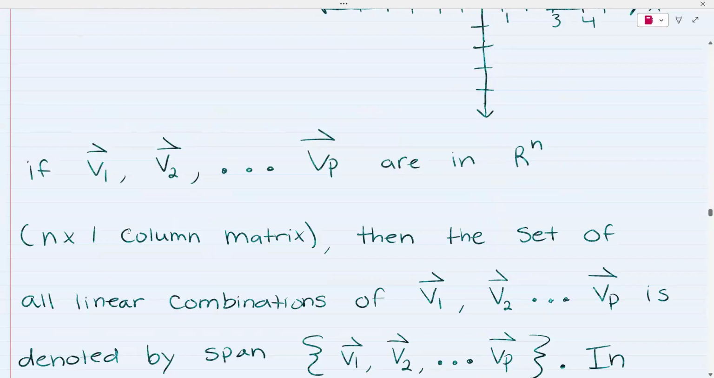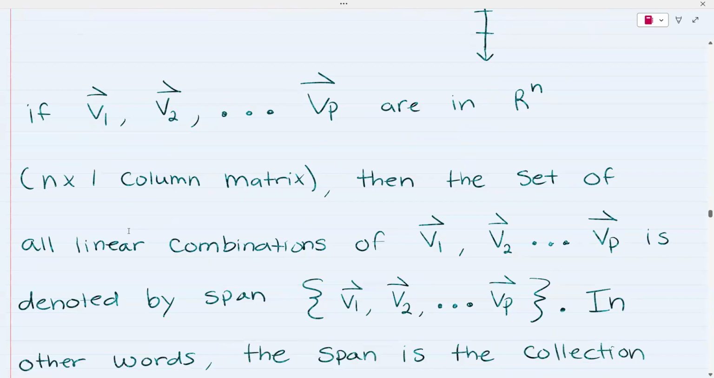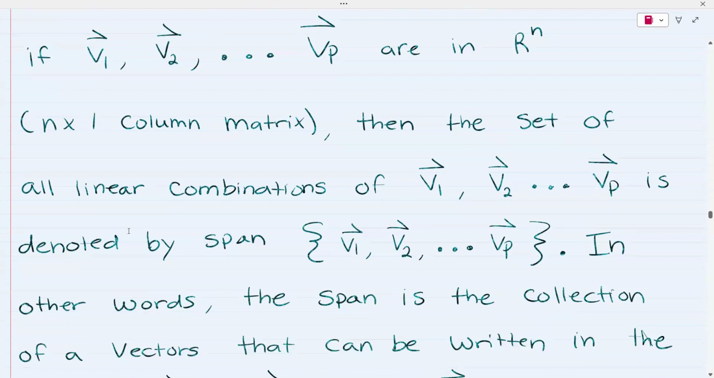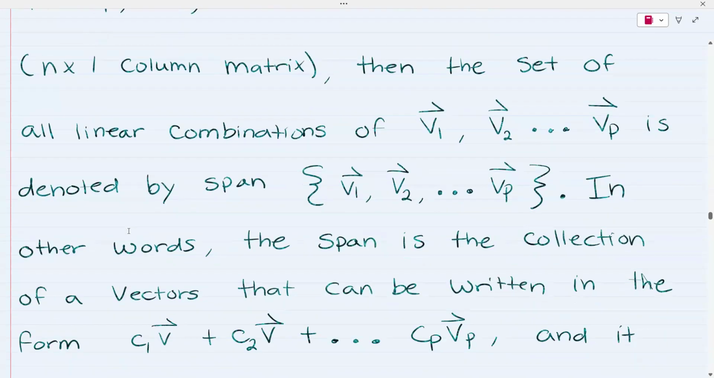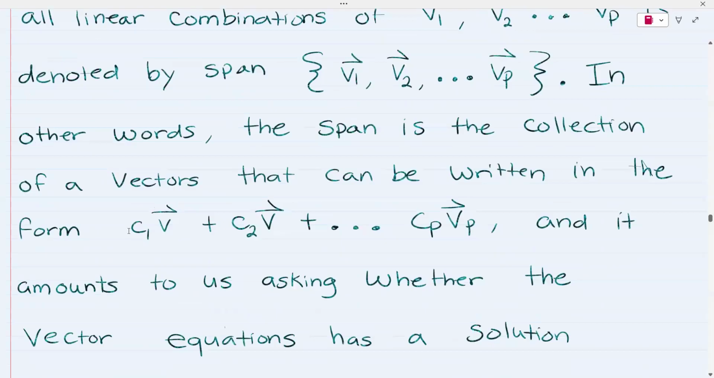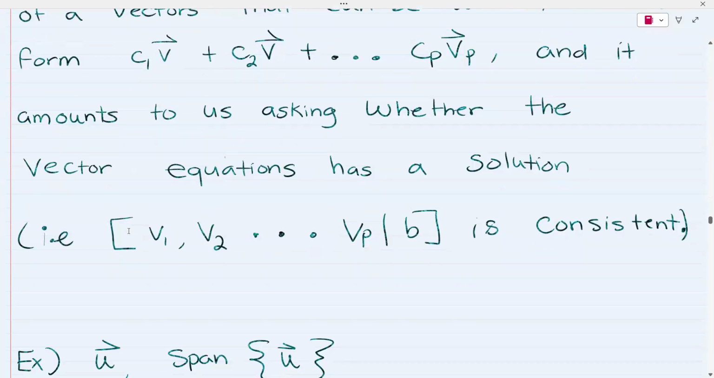If vector v1, vector v2, up to vector vp are in Rn, n comma 1 column matrices, then the set of all linear combinations of v1, v2, up to vp is denoted by the span of v1, v2, vp. In other words, the span is the collection of vectors that can be written in the form c1v1, c2v2, up to cpvp, and this amounts to asking whether the vector equation has a solution.